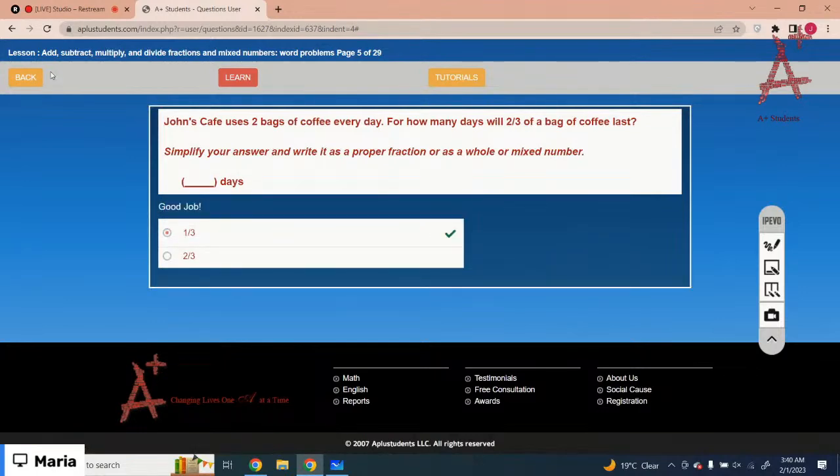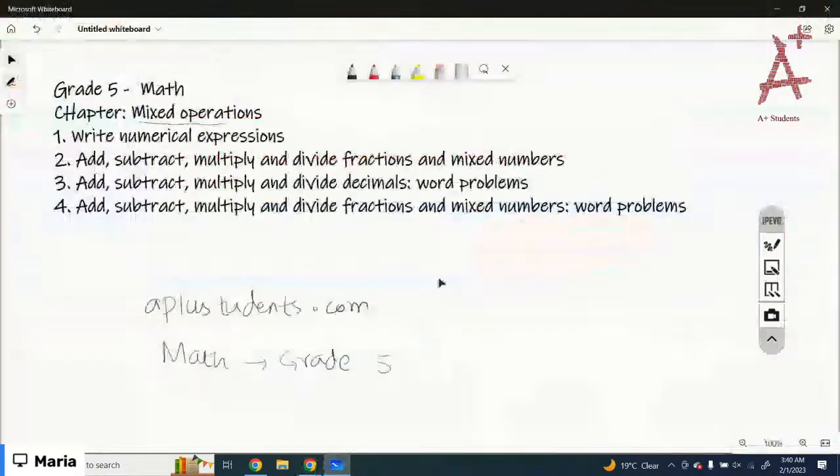So you can complete the test by yourself later today. We're working on grade 5 maths. The chapter we're working on is mixed operations, and the lessons we have completed today are: write numerical expressions; add, subtract, multiply and divide fractions and mixed numbers; add, subtract, multiply and divide decimals; word problems; and add, subtract, multiply and divide fractions and mixed numbers word problems.